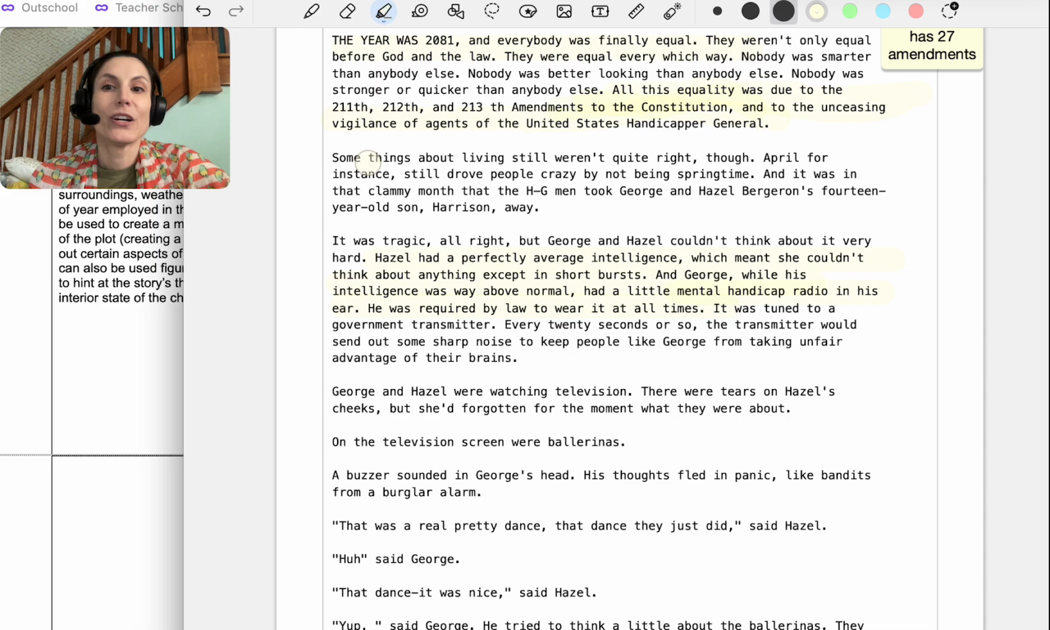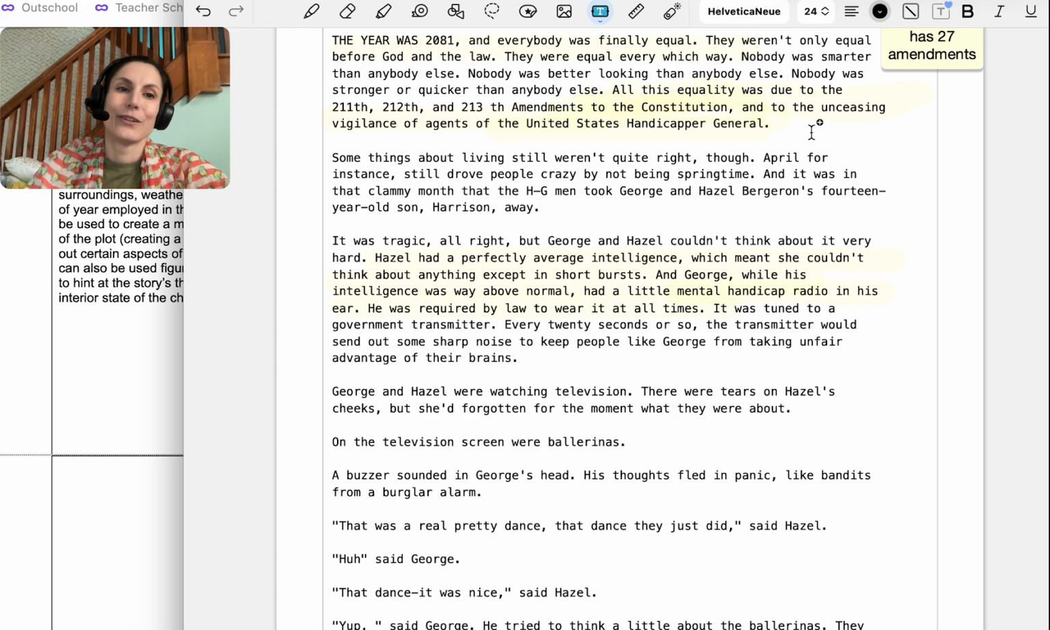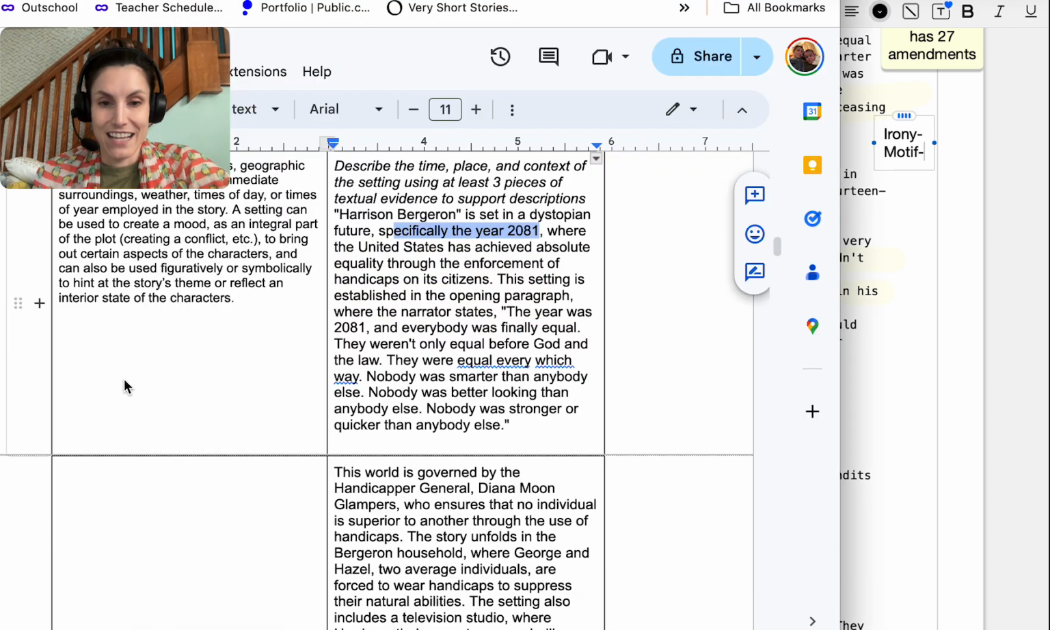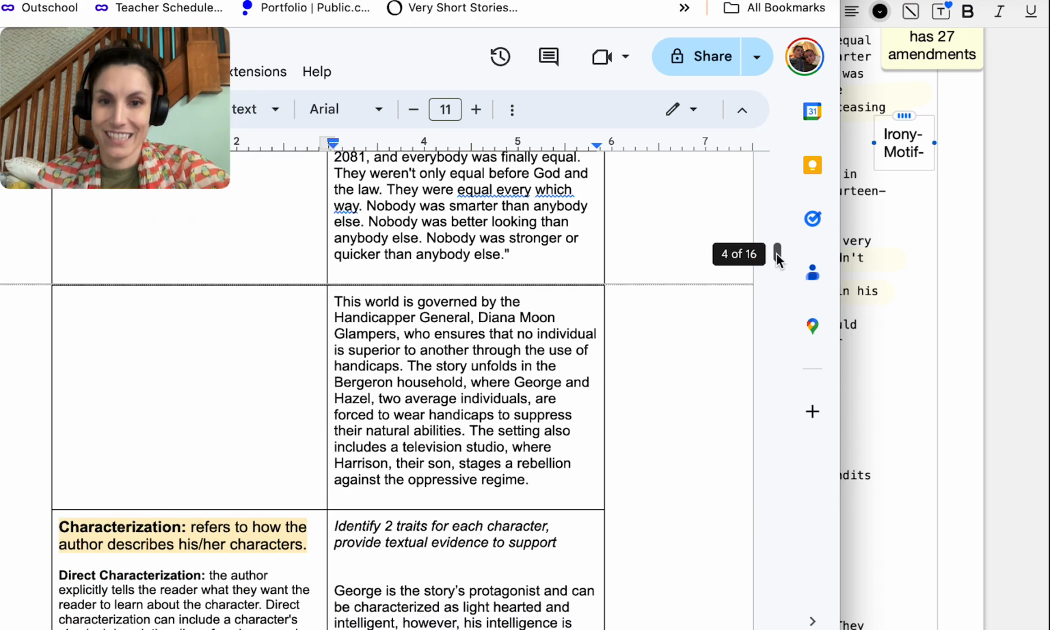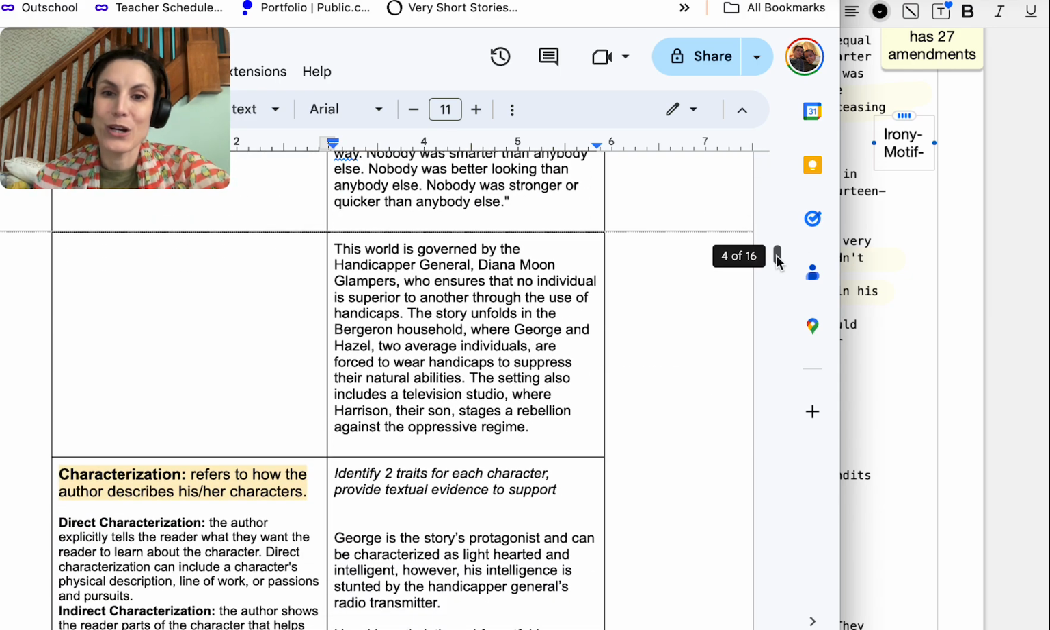And then we also want to describe our setting, and we need to mention this authoritarian government and a handicapper general. Obviously this name in and of itself is irony, and it comes up several times, so it's also going to be a motif, the mentioning of a handicapper general. I'll put that there. All right, so we have everything. Everyone needs to be equal. Nobody can be smarter or better looking. No one can be stronger or quicker.